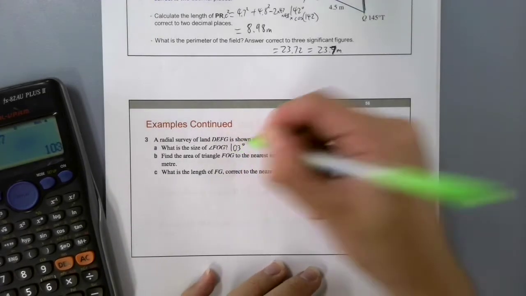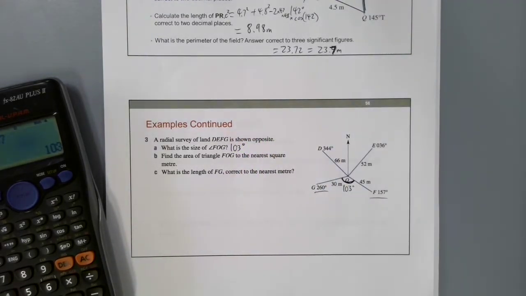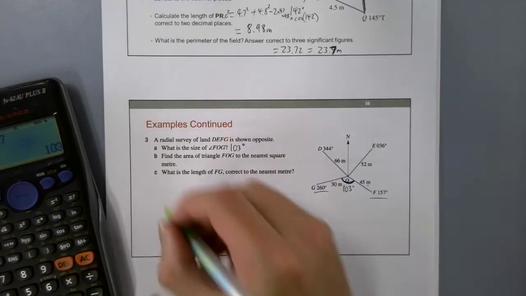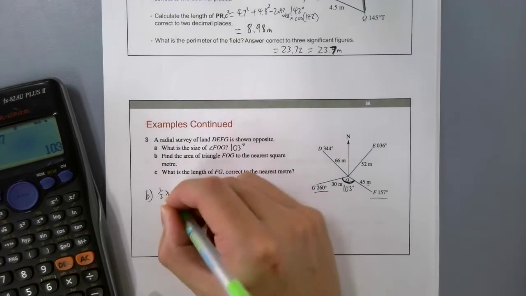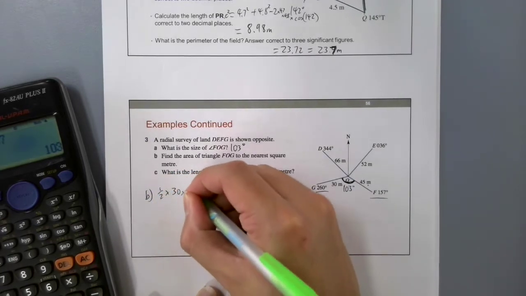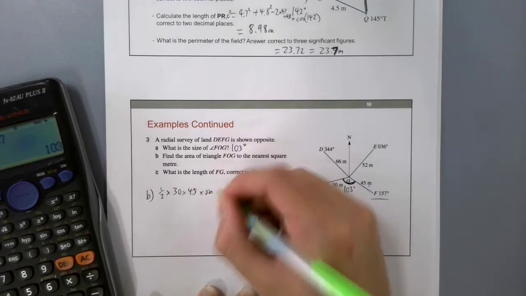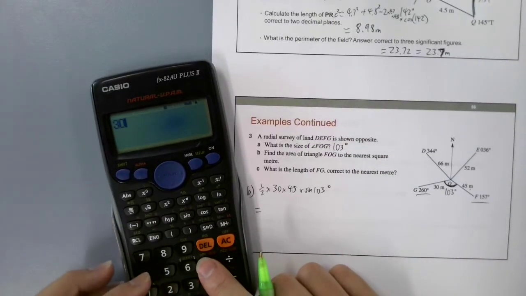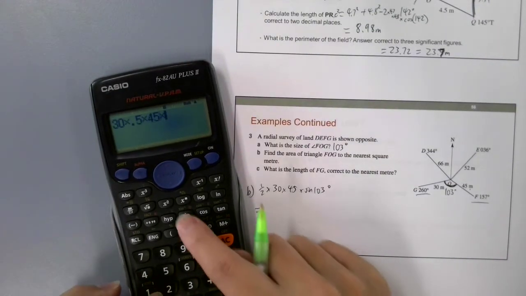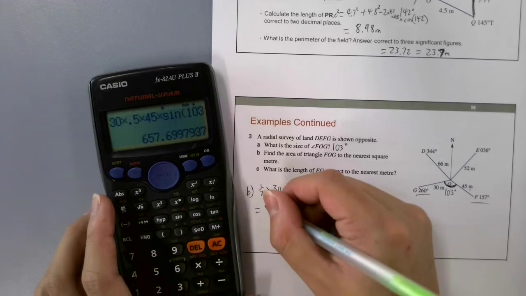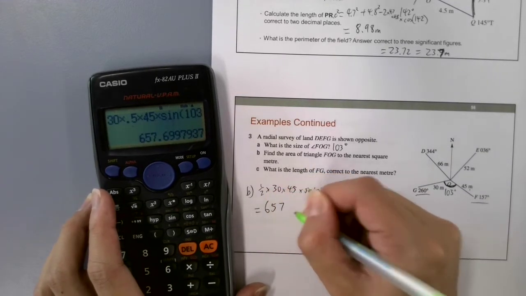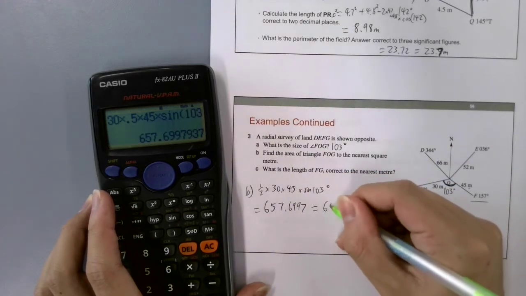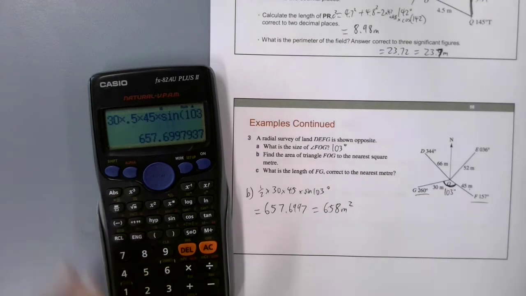Alright. Now the area of triangle FOG, because we've got a, b, and the included angle, which is C, we can just do half times a b times sine C. So we're going to type that in our calculator, half times 30 times 45 equals 657.6997, to the nearest square meter is just 658 meters squared.